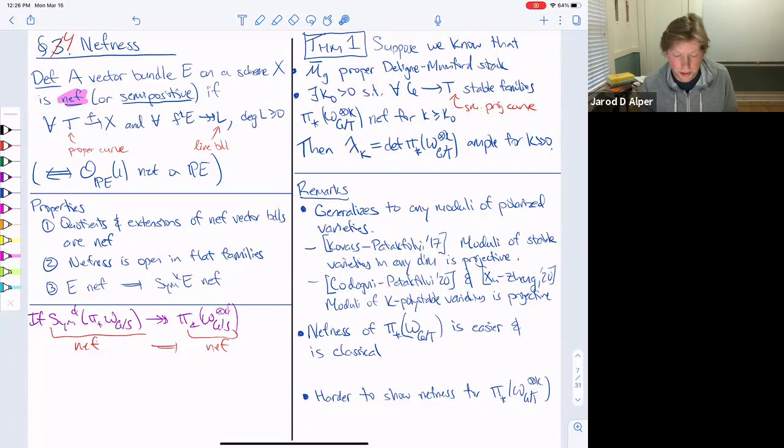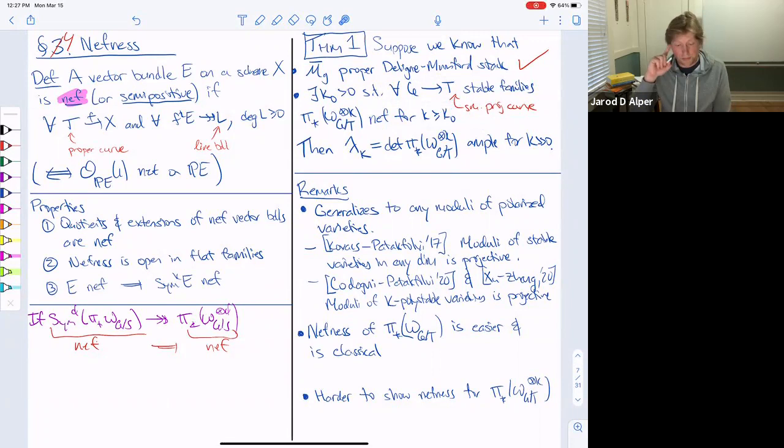M_g bar is a proper Deligne-Mumford stack. Actually, this we already know. And suppose you also know, for sufficiently large k and for any stable family, let's take a stable family over a smooth projective curve T, that what you need to show is that this pushforward is nef for sufficiently large k.